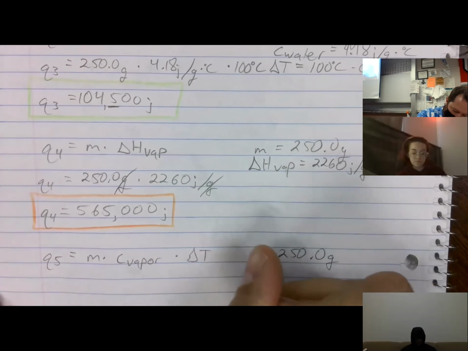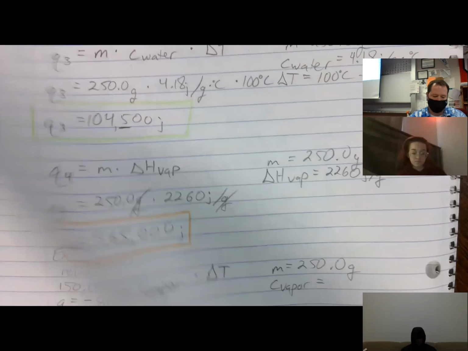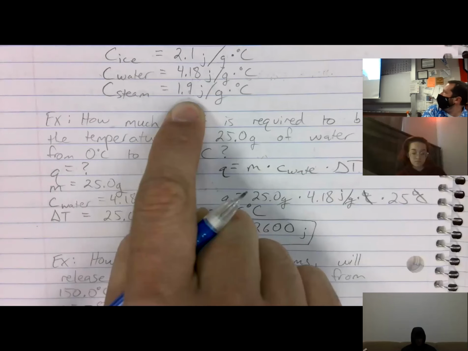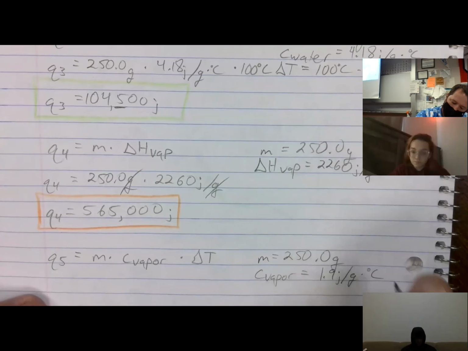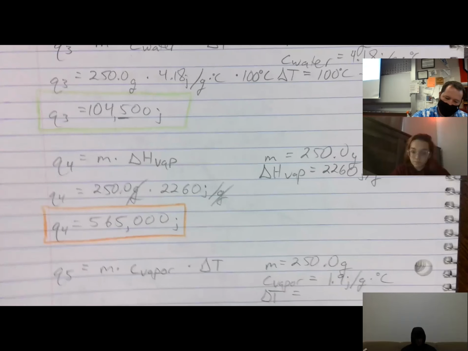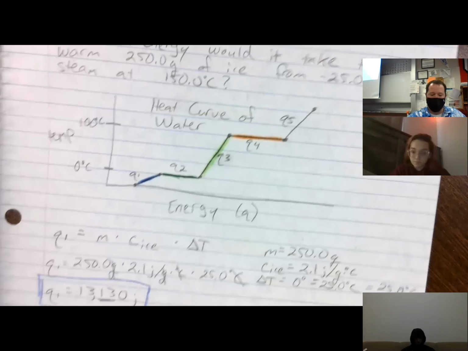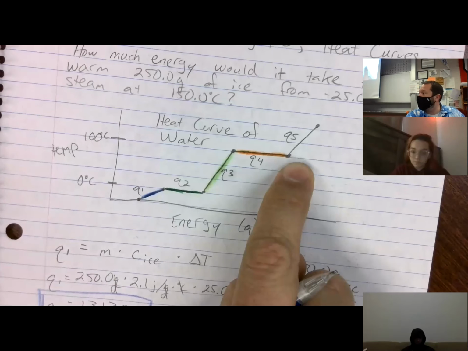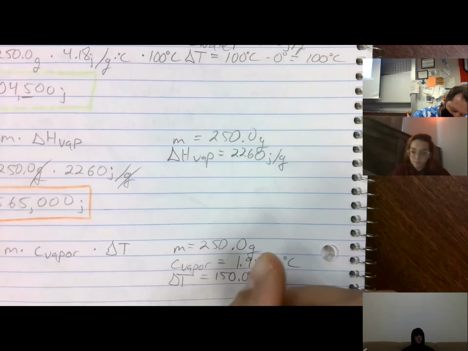Our mass hasn't changed. The specific heat for water vapor, 1.9 joules per gram degree Celsius. And our change in temperature, well, we started at 100 degrees, and our question's asking us to go up to 150 degrees. How do I know we didn't start lower than 100? Well, steam doesn't exist lower than 100. So we have to be at 100. We brought it up there. So our final temperature is 150 degrees Celsius.